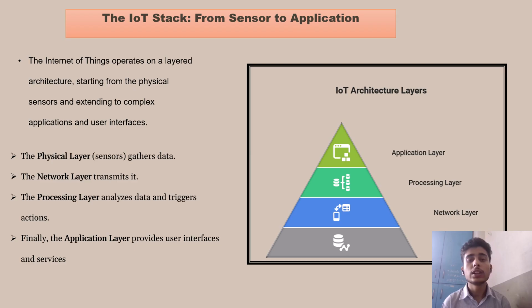Second layer is the network layer, in which the data collected by the physical layer is transmitted. Third layer is the processing layer, which analyzes this transmitted data and triggers a specific action. Last layer is the application layer, which provides user interface and services. So in this pyramid, the physical layer is at the bottom, next is the network layer, third is the processing layer, and last is the application layer at the topmost.